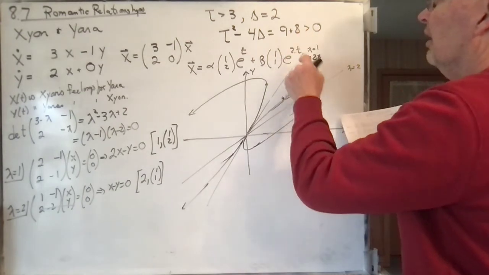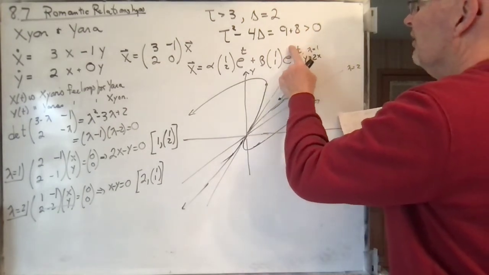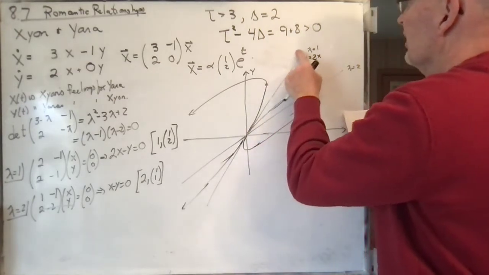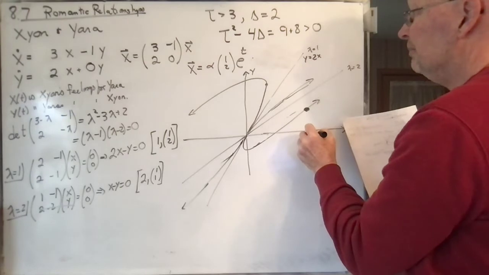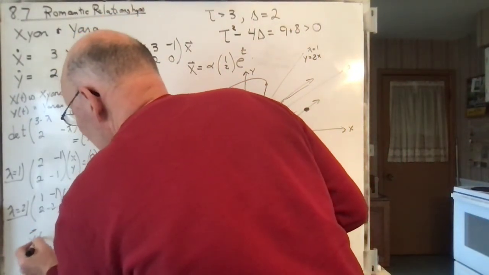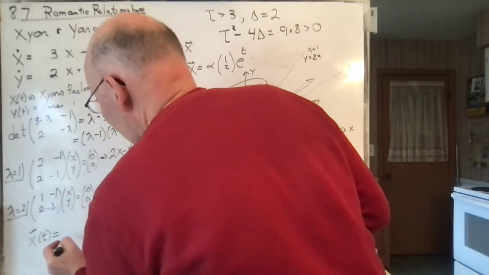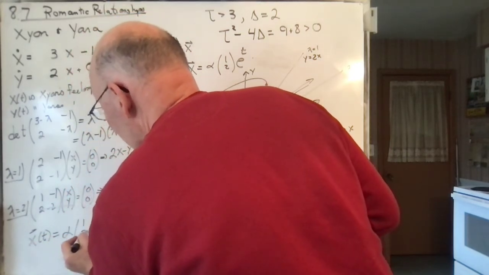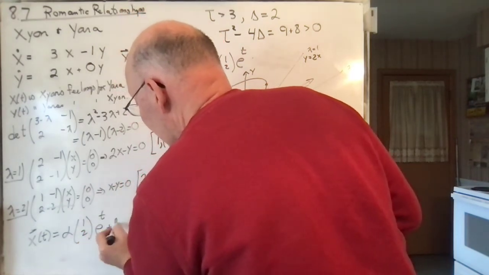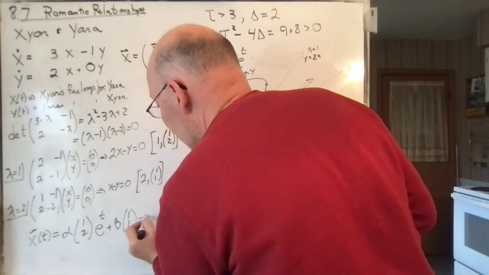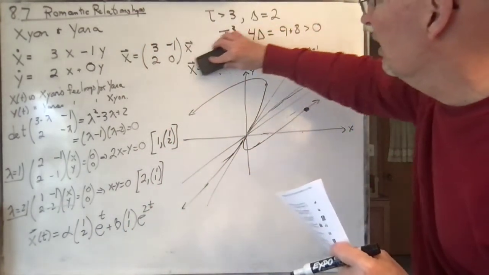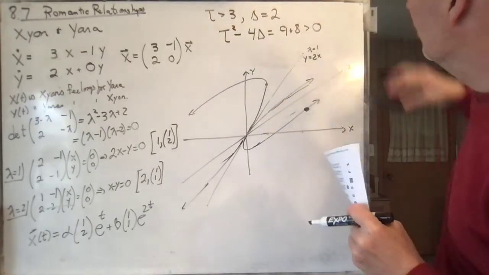And notice, with apologies, I'm going to have to get rid of this now, just because I'm out of space, unfortunately. So 3, 7, let me write it down here. X of t is equal to alpha times (1, 2) e to the t plus beta times (1, 1) e to the 2t. There we go. Now I can get rid of it here, and I have a little more room for my picture.